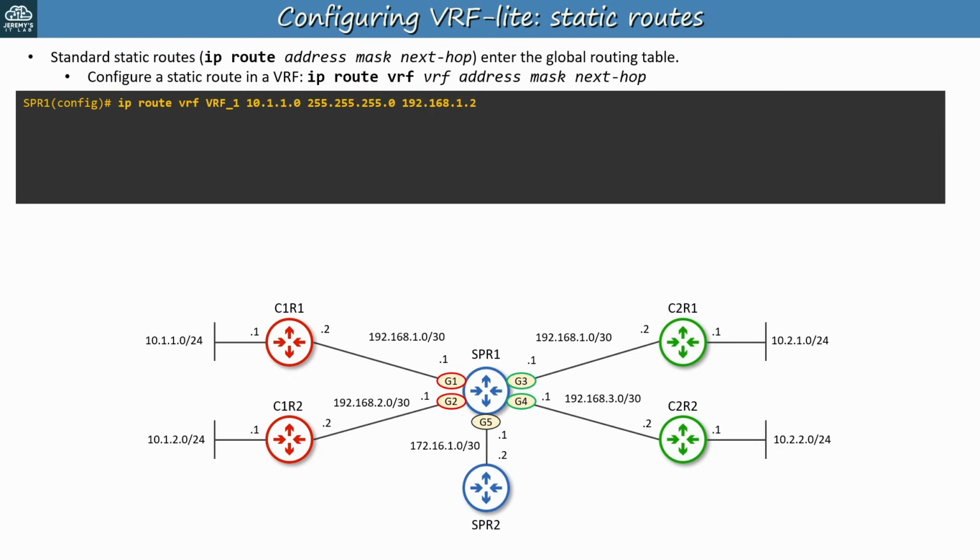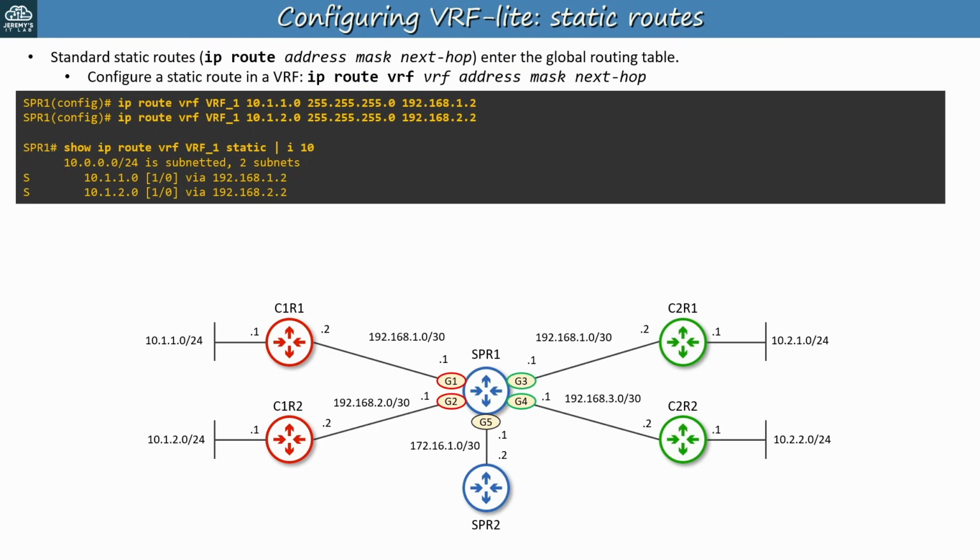So here's the command for the route to C1R1's LAN. IP route VRF, VRF1, 10.1.1.0, the /24 mask, and then 192.168.1.2. And the command for C1R2's LAN. Same command, but the destination network address is 10.1.2.0, and the next hop is 192.168.2.2. Here are those routes in the routing table. So configuring static routes with VRF-lite is pretty simple. Just remember to specify the correct VRF in the command.